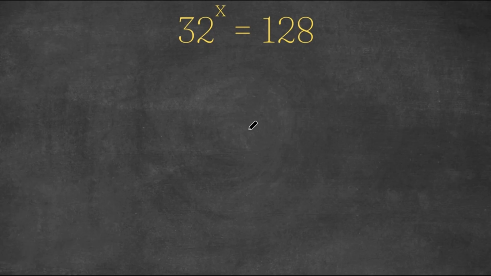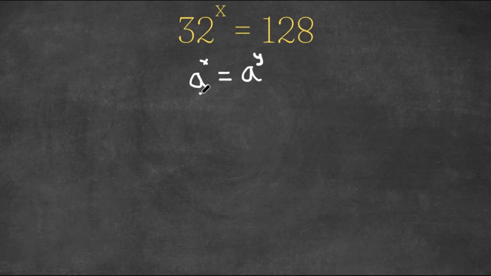Hey guys, welcome back to Click Academics. In today's video, I'm going to be teaching you guys how to solve this exponential equation. So we have 32 to the power of x equals 128, and we want to find the value of x. So our main objective for this equation is to change it into the form a to the power of x equals a to the power of y.